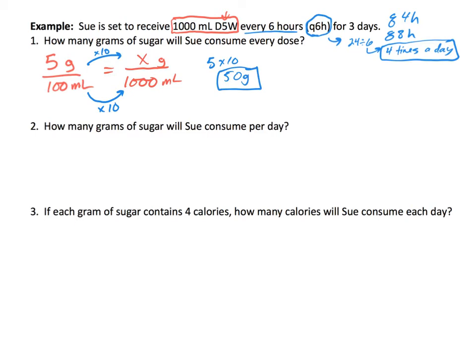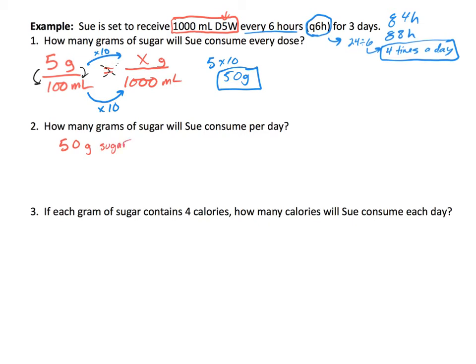You could have also solved this by cross-multiplying, or if you wanted to look at that invariant nature here, look at 5 divided by 100. All of these techniques that we saw in this module could be used here, but the solution is 50 grams. The next question says, how many grams of sugar will Sue consume per day? Now, this is where we have to consider that every 6 hours. We see here that just with one dose, Sue is receiving 50 grams of sugar every one dose.